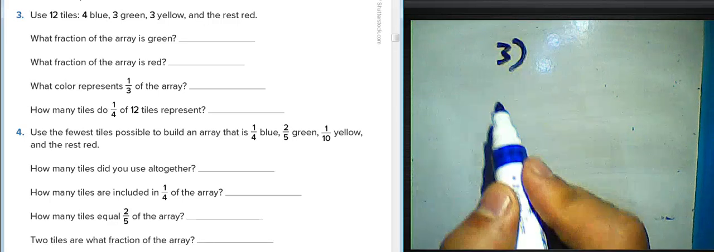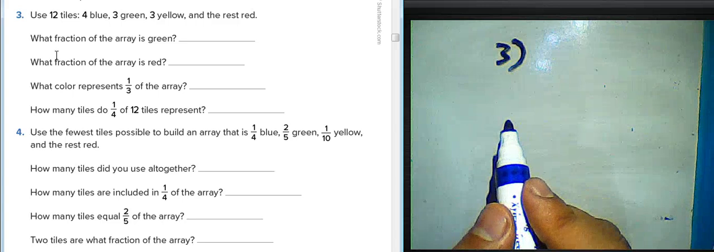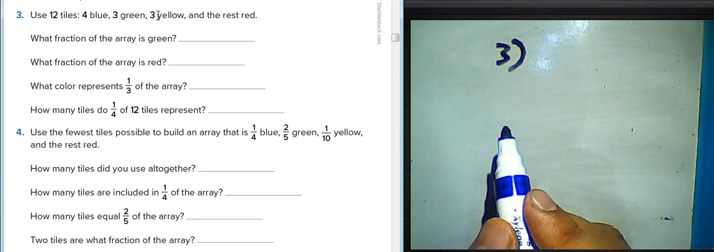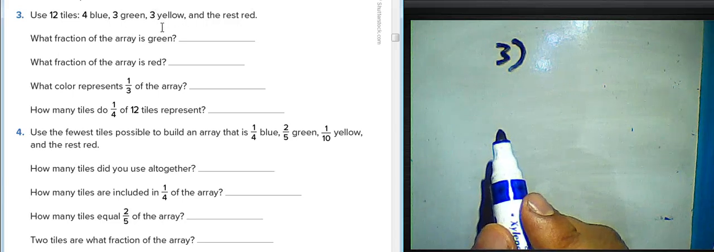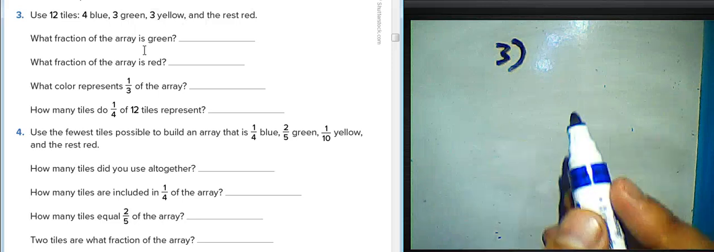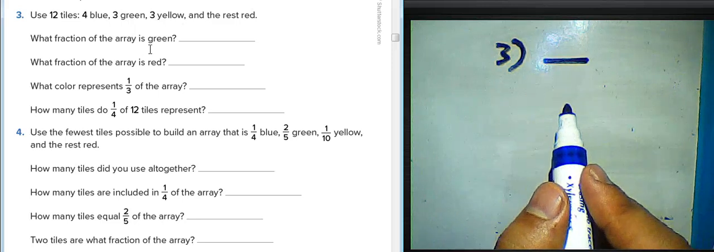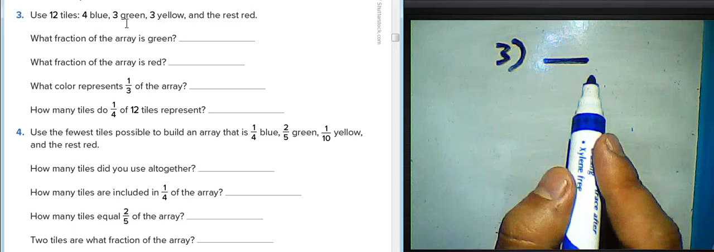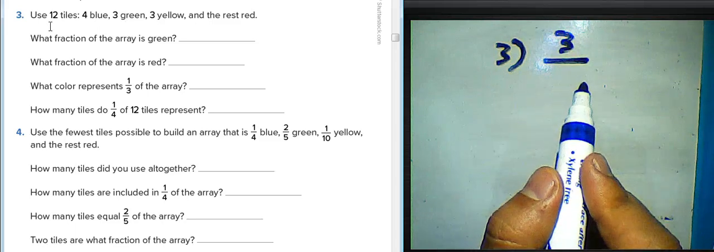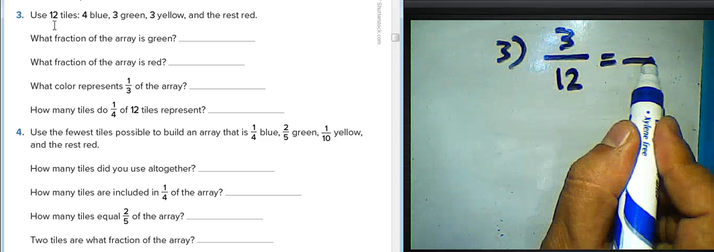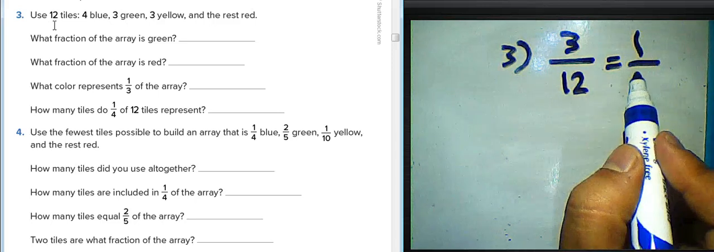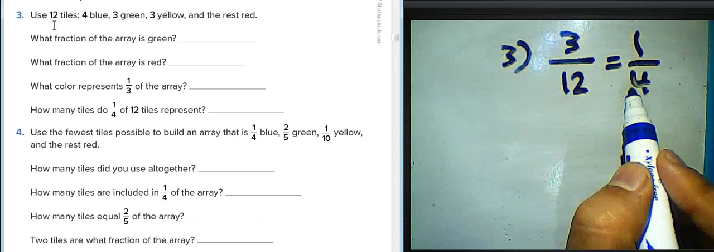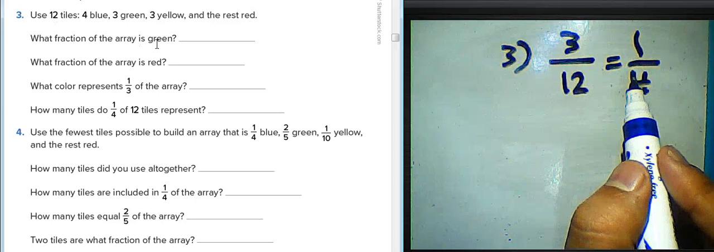Question number 3. Use 12 tiles: 4 blue, 3 green, 3 yellow, and the rest red. What fraction of the array is green? How many tiles are green? 3, over what? The total, 12. And then we can simplify it. 3 divided by 3 equals 1. 12 divided by 3 equals 4. Okay, that is the fraction for green.